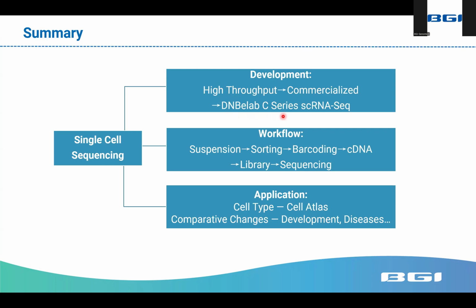So in the middle, we went through step by step the workflow of single-cell RNA sequencing. That includes cell suspension and sorting and barcoding, and then we get the cDNA. The cDNA will be used to construct the library and the sequencing, and finally is the analysis of data. At the last, I introduced the application of single-cell sequencing: as the research deepens, many cohort and eQTL analysis studies emerge. So that's today's report.